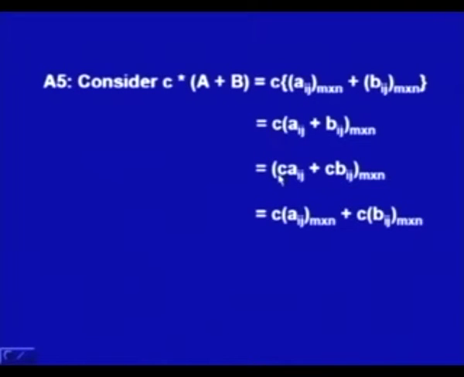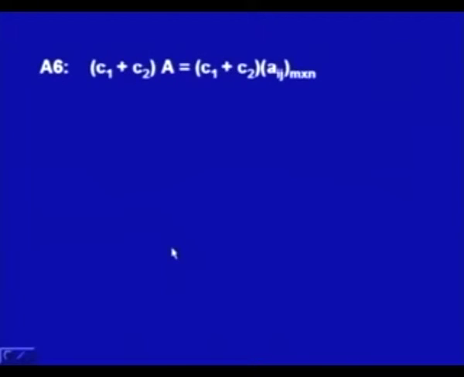So, this simply means c times Aij plus c times Bij of the m by n matrix, and then one can split the two. It is c Aij of m by n plus c Bij of m by n, and that simply means cA plus cB. So, what we have is c times A plus B is equal to cA plus cB. So, this property is also valid for m by n matrices.